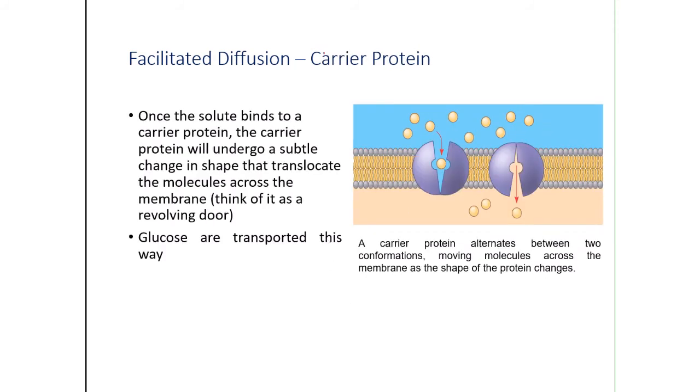Alternatively, there is something called a carrier protein. Okay, the carrier proteins are kind of like a revolving door or the turnstile at a subway station. The molecule is going to bind to the carrier protein, and that's going to cause the membrane protein to change shape, and in the process of changing shape, it will translocate, it will move the molecule to the other side. Okay, so just think of the revolving door, right? You go inside at one end, you push the revolving door, so the door is kind of changing shape in a sense, and then you end up on the other side.